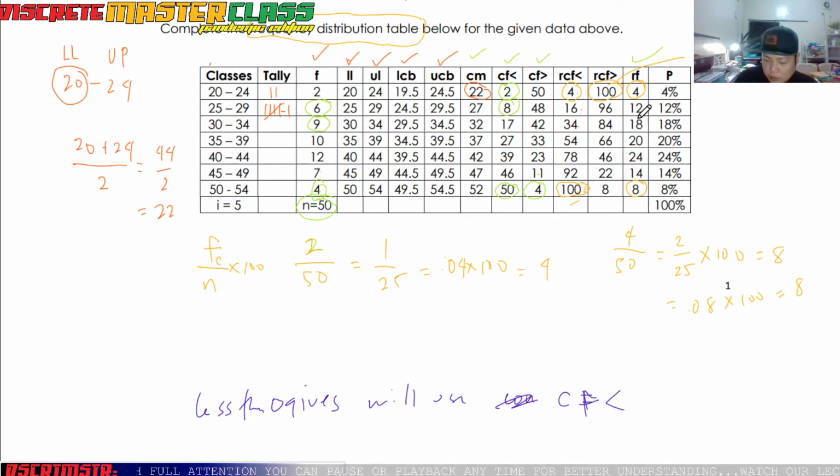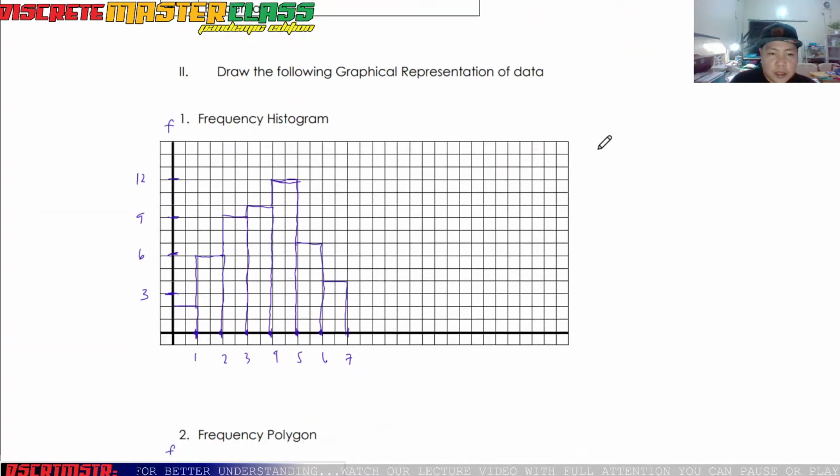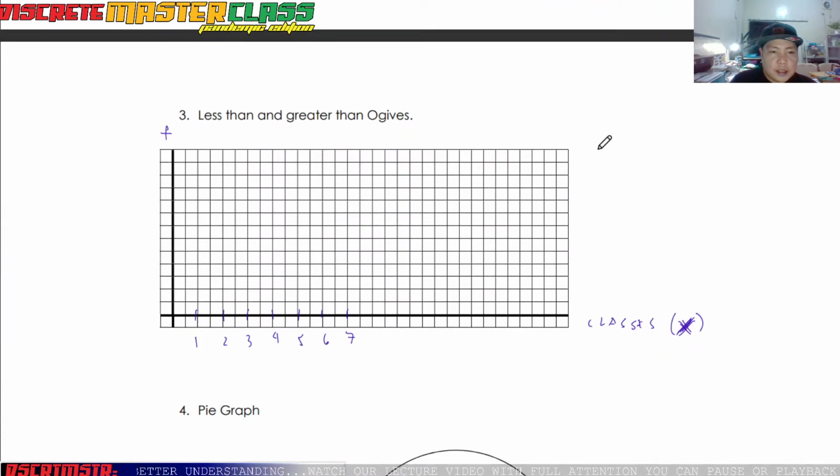So, start with 2. Sulat ko nga. Parang taas baba. Ano yan? 2, 8, 17, 27, 39, 46, 50. Okay. So, ito yung less than, cumulative less than. Gagamitin natin sa less than ogives natin.